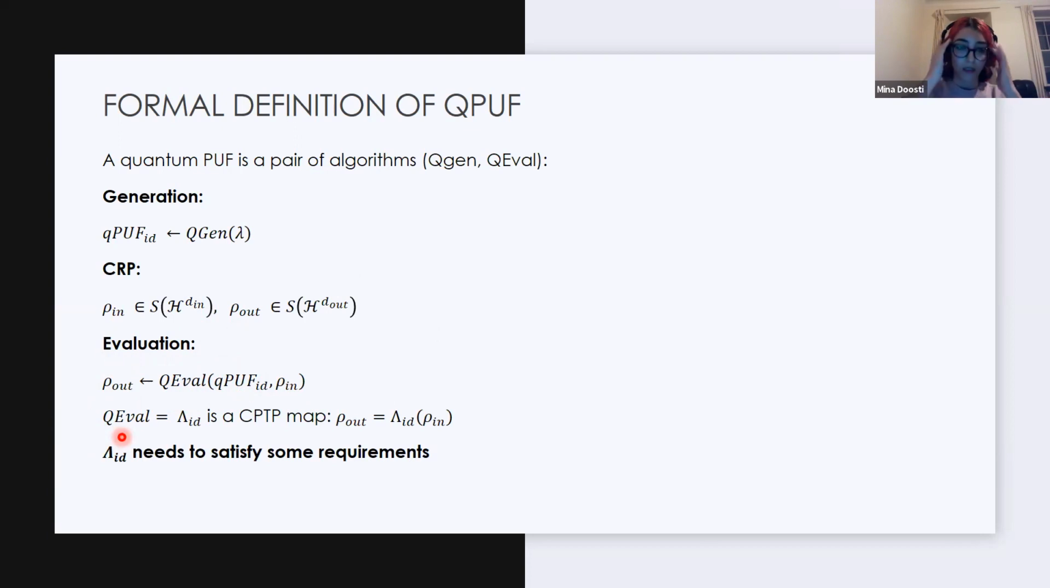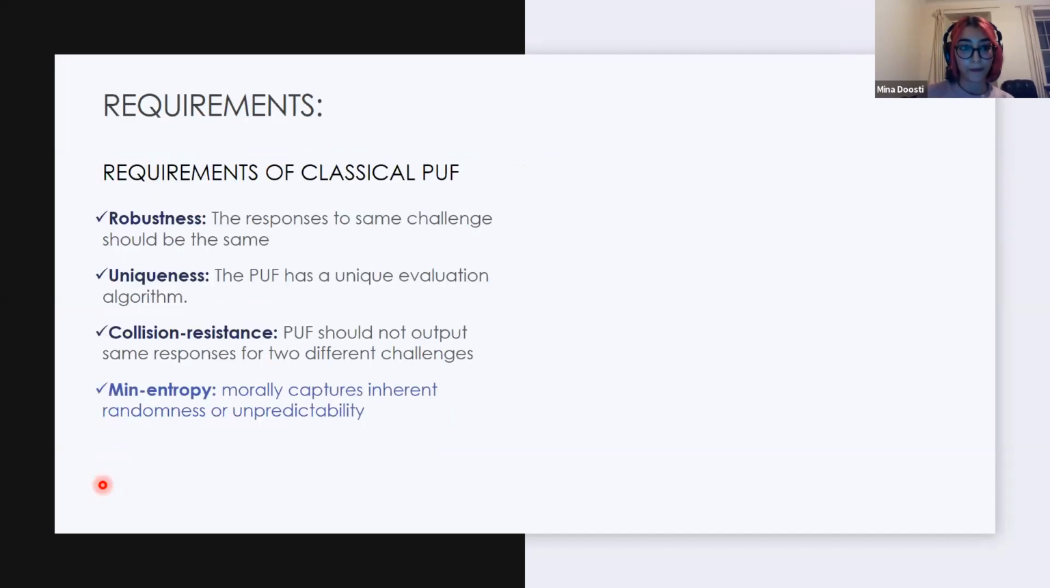Challenge responses are quantum state. And then we look at what the properties are that this CPTP map needs to have in order to be considered a quantum PUF. Well, in classical PUFs, there is a list of requirements that your mapping needs to satisfy so that you can say this is a PUF. Actually, the list is usually longer if you look at classical PUF papers, but these are the essential requirements that you absolutely need in order for your PUF to work.